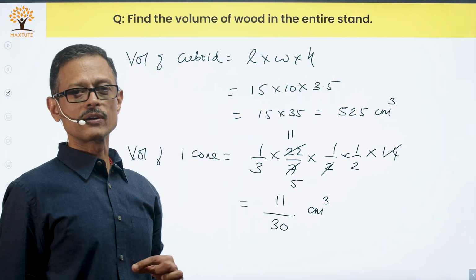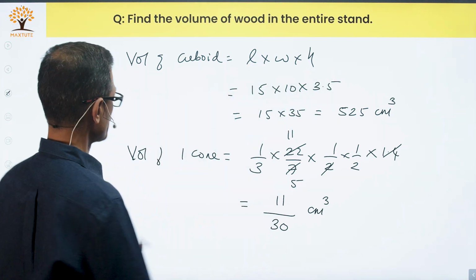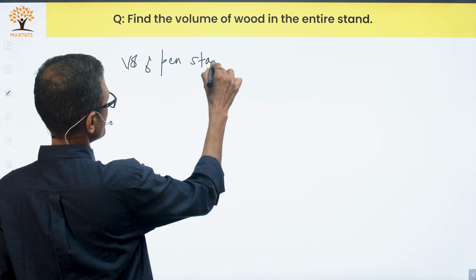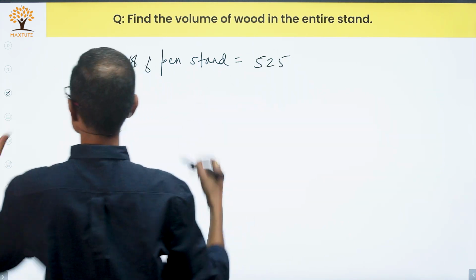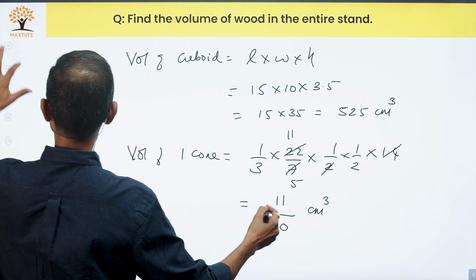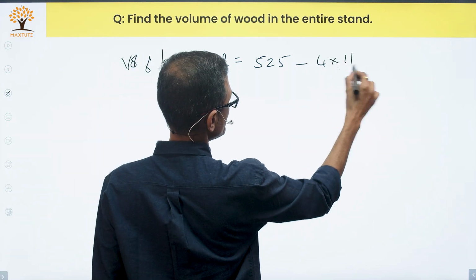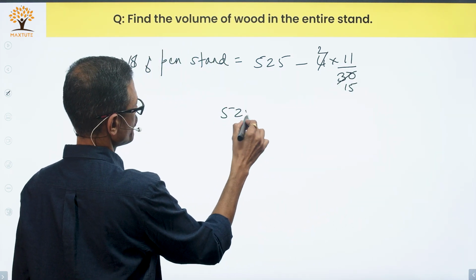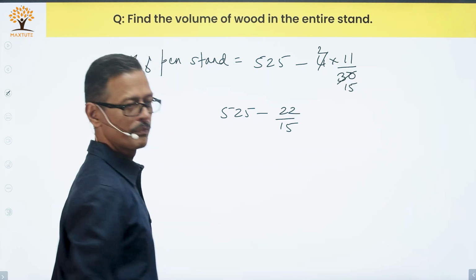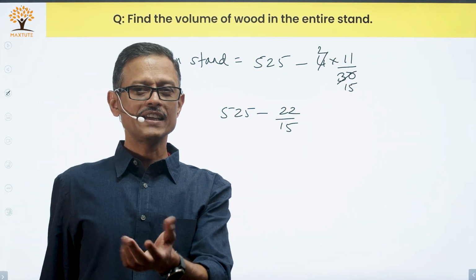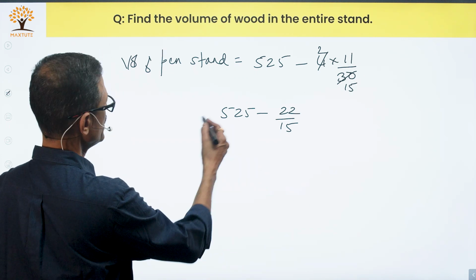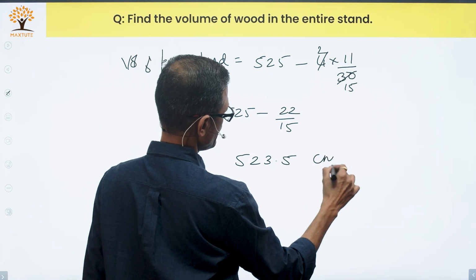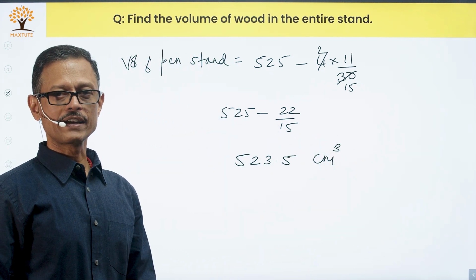We've got 4 pens to be held, so we'll have 4 such cones. We'll have to subtract all of those volumes. So the volume of the pen stand is equal to 525, which is the volume of the rectangular block, minus 4 times 11 by 30, which will cancel out as a 2 and a 15. So 525 minus 22 by 15. 22 by 15 is approximately 1.5, so you can round it off as 1.5. 525 minus 1.5 will make it 523.5 centimeter cube, which is the volume of the wood used in the pen stand.